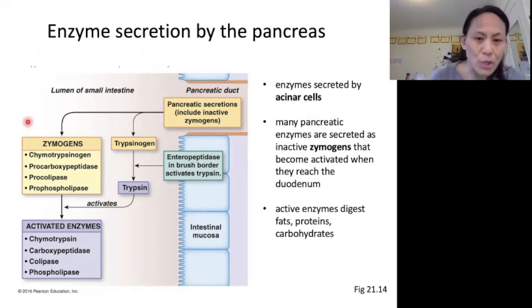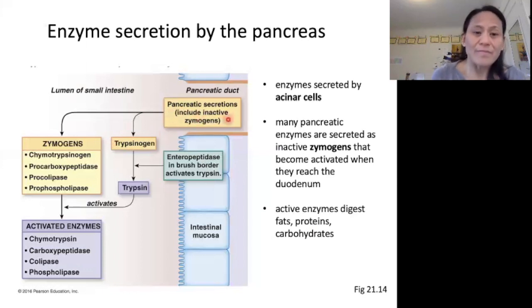Okay, so this figure shows that process. Over here somewhere, not shown in the figure, is the pancreas. What we're looking at here is the lumen of the small intestine. Here is the wall of the small intestine. And our zymogens are going to be entering the duodenum here via this duct that comes from the pancreas. They enter in zymogen form, and then what happens is they become activated, and this is how they become activated.